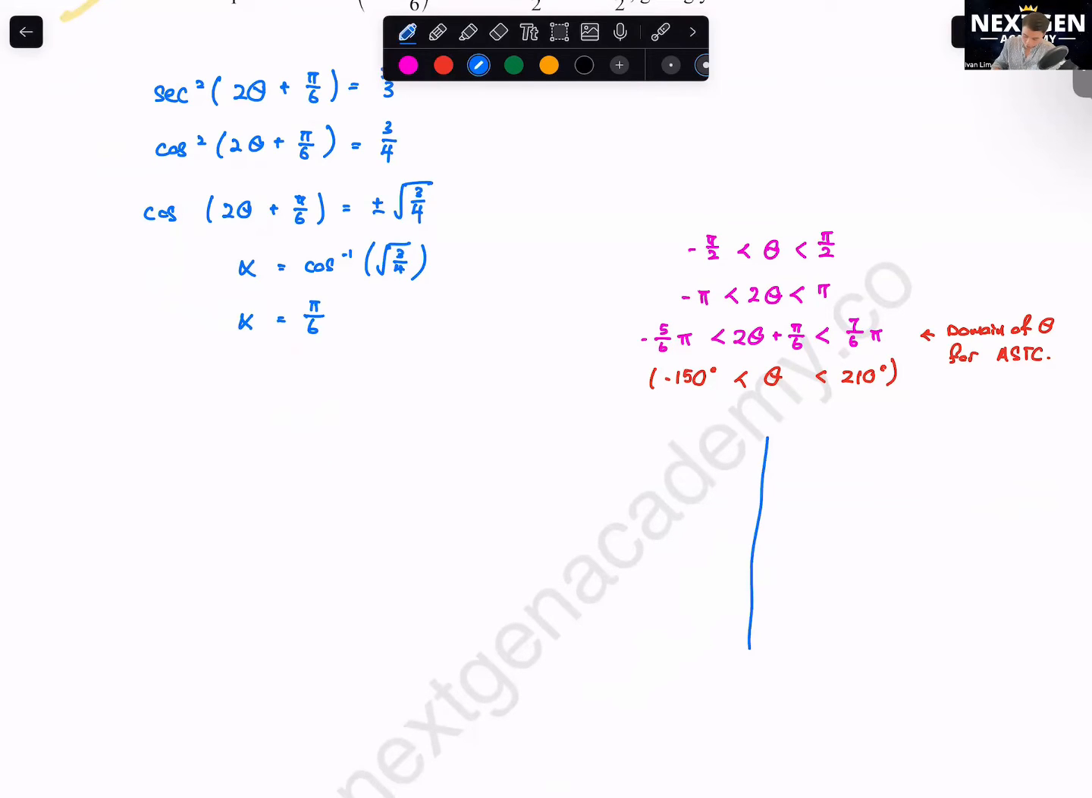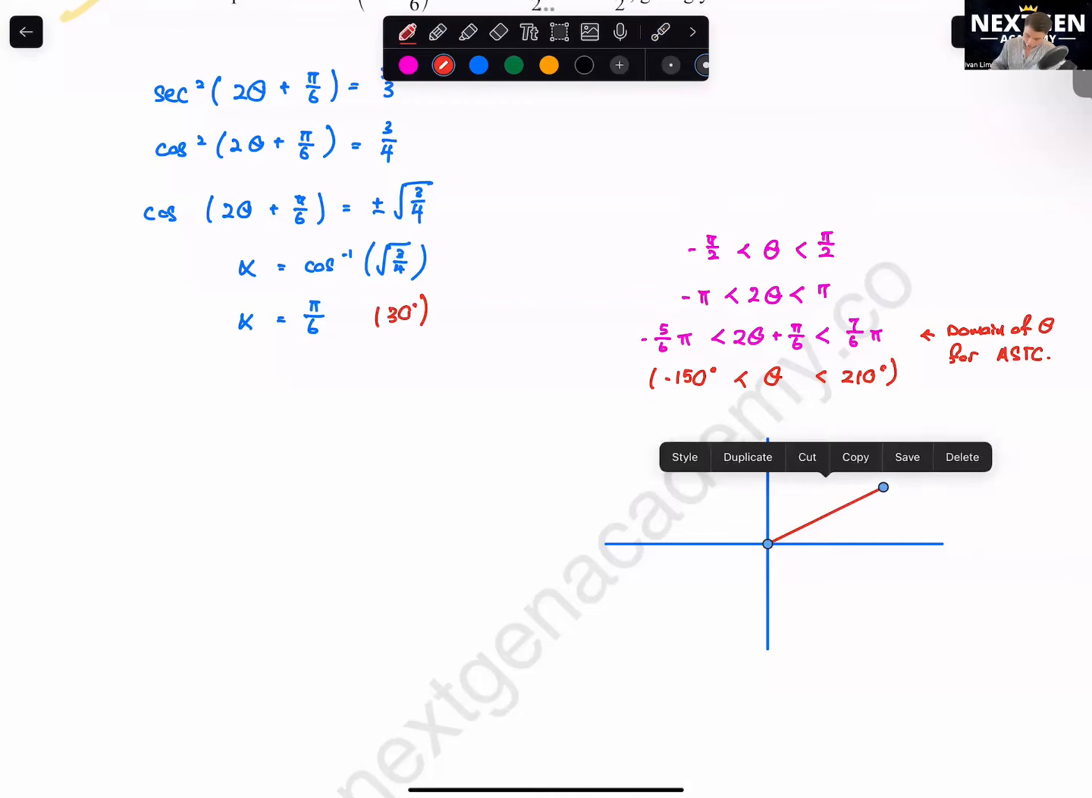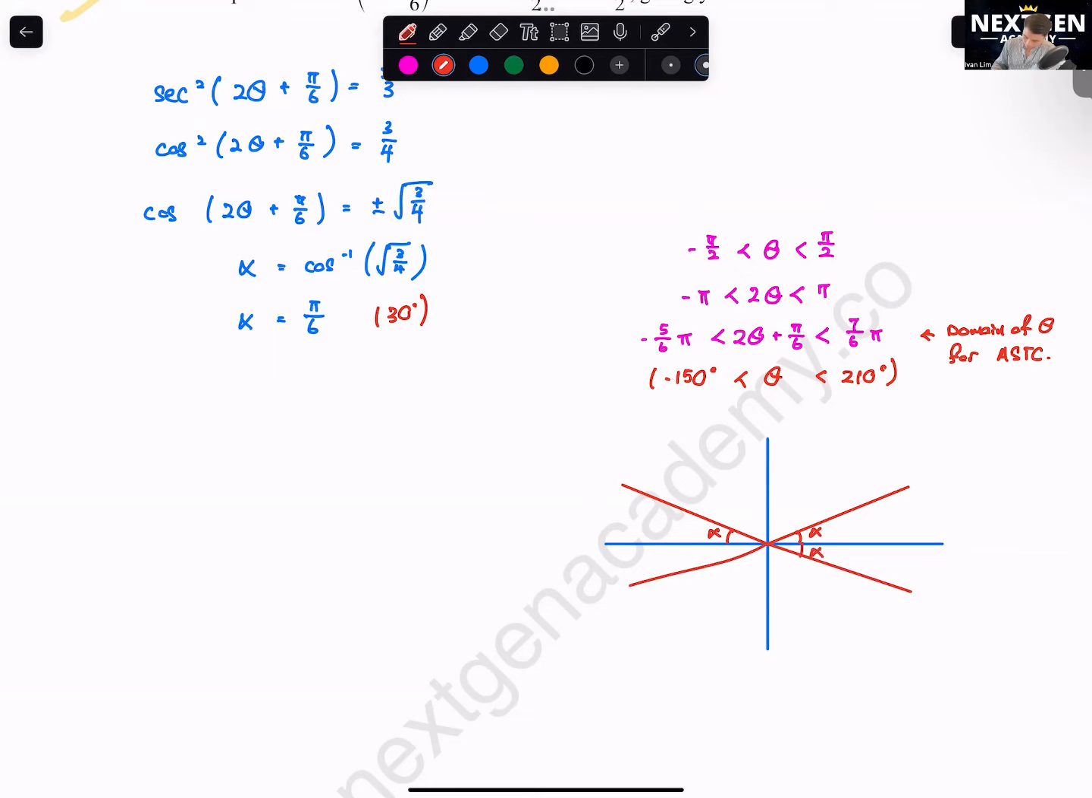Okay, now we draw our ASTC graph. Which quadrant do we consider? This is plus and minus. Whenever you have a plus and minus value, you just draw for all 4 quadrants. And what angle is this? This one is 30 degrees. I try to draw as accurately as I can. Okay, like that, 30 degrees. It is my alpha, alpha, alpha, and alpha here. I will explain in terms of degrees because it is much easier for you all to understand. Everyone good until here? Understand this part here?